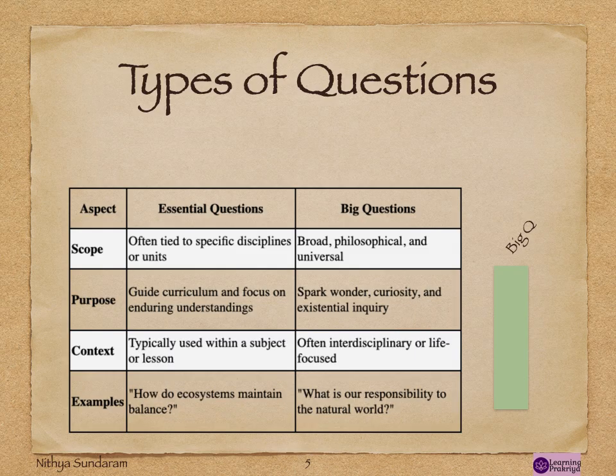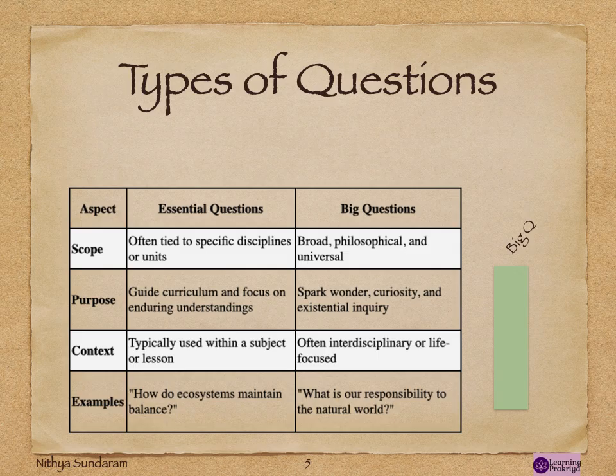Key questions are one thing, then essential questions and big questions are another thing, but they are very closely related. So how do we identify? The scope of the essential question is basically specific to disciplines and units of study or chapters. Big questions are broad philosophical questions, and they are universal. The purpose of the essential question is to direct our focus to the right part of a discipline, the right part of a concept. So they guide curriculum. Big questions spark wonder, curiosity, and existential inquiry. That means it's a larger inquiry.